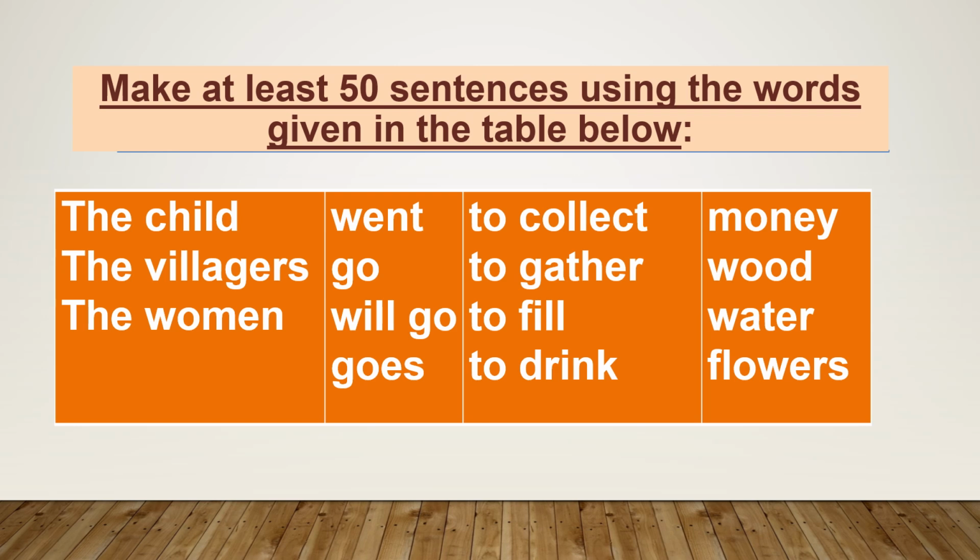In the third column also, we have 4 choices. To collect is the first choice, to gather is the second choice, to fill is the third choice, to drink, fourth choice. Now we move to the last column. The choices are 4 again. You have money as one word, wood next one, water third one, and flowers fourth one.